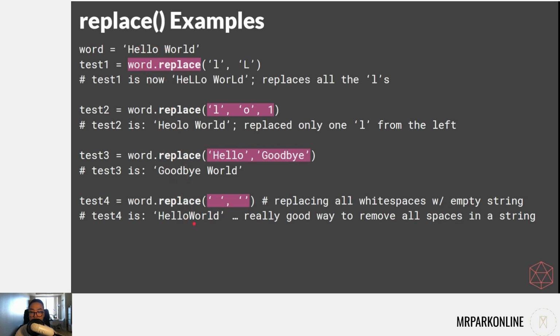That got rid of it. An empty string, so we have nothing between. We get hello world as one word. And this is a really good code to replace all white spaces in a string if you want it.